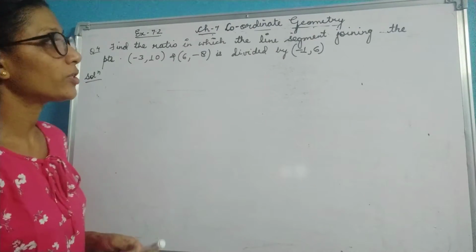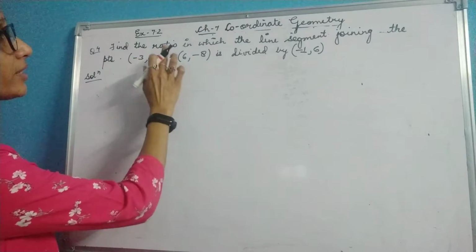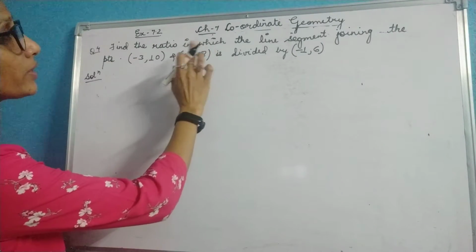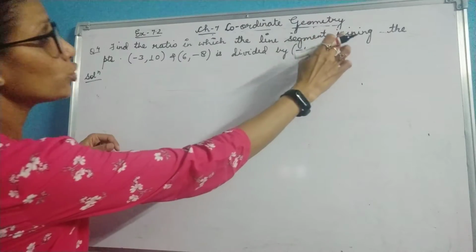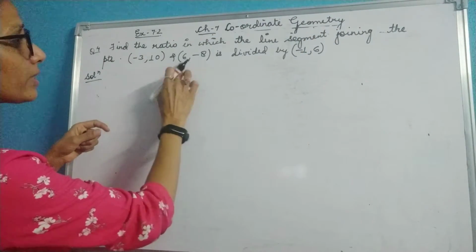Let's see this question, children, now. Here it is given, find the ratio. The ratio you need to calculate in which the line segment joining the points this and this.